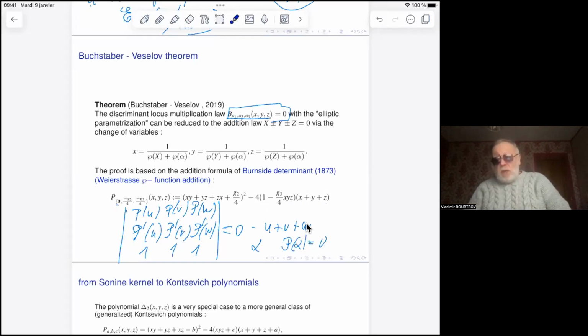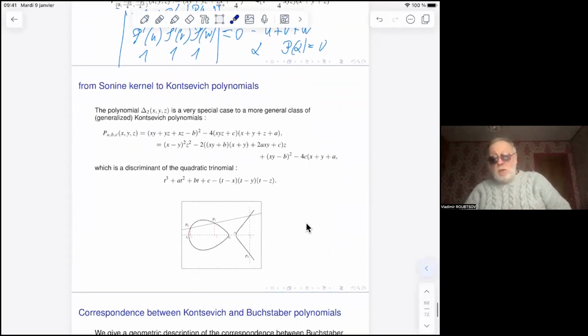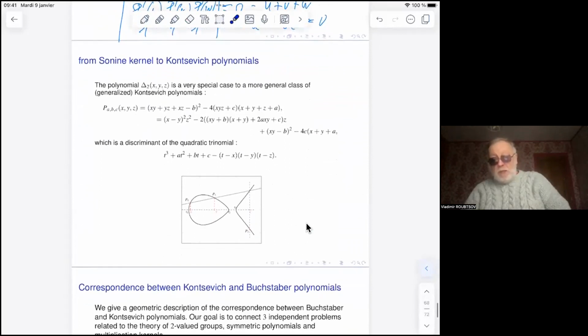So what does this polynomial give you in these coordinates x, y, and z? Buchstaber and Veselov proved that this addition law is equivalent to the simplest possible addition law like x plus minus y plus minus z equal to 0. So this linear addition law in inverse coordinates corresponds to the addition law in terms of the Weierstrass function. Of course, it looks miraculous, but now I want to get this miracle in the following way.